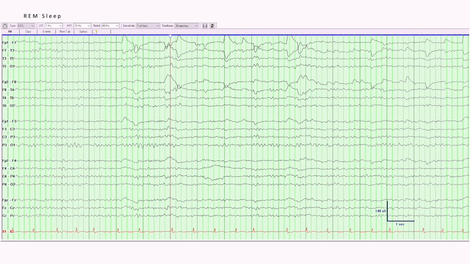Here we have a great example of REM sleep. You see these rapid eye movements here, and you really don't see any myogenic artifact, and then you have this kind of mixed frequency background. This is what REM sleep will look like.